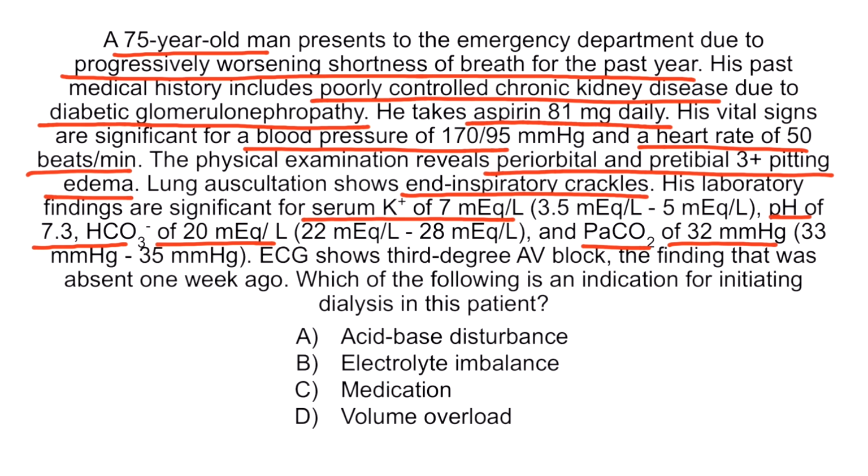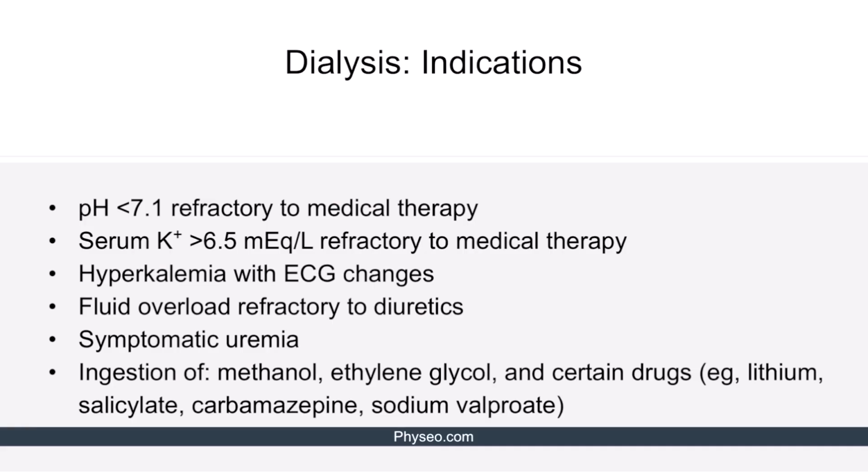Now the question asks what the indication for initiating dialysis is in this patient. He has all 4 factors mentioned in the option list, but electrolyte imbalance is the one that prompts urgent dialysis. This is because his potassium level is more than 6.5 and his hyperkalemia is symptomatic given a new onset third-degree AV block. So the correct answer is option B. Here is a slide reminding us of indications of dialysis. Pause the video and take a moment to consider this slide once again.